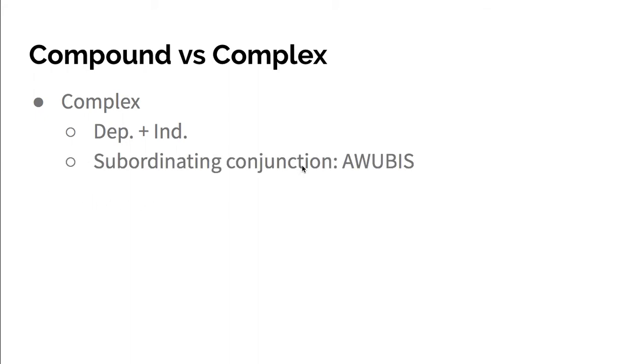Okay? Complex is a dependent plus an independent. It doesn't need to be in that order. The dependent can come second. And it has a subordinating conjunction. And we remember that through AWUBIS. So that's after, while, until, because, if, so, okay?